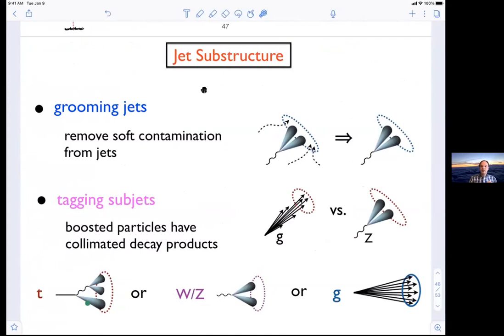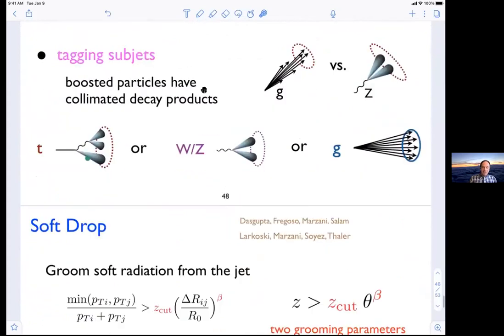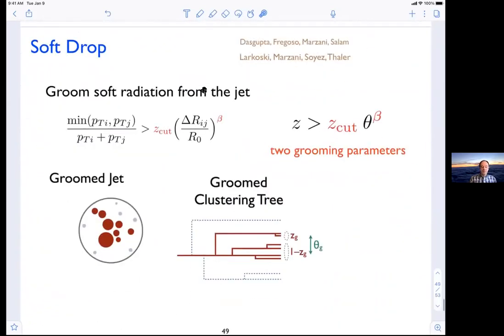When you do jet physics, oftentimes you can look inside the jet and learn something. One thing you can try to do is get rid of some particles that are contaminating that jet. Maybe you have some soft dynamics coming in from other parts of the event, and it's not really telling you about the fundamental hard particle that was producing the jet, but it's contaminating it. You can do what's called jet grooming to get rid of that contamination. One popular technique is called soft drop.